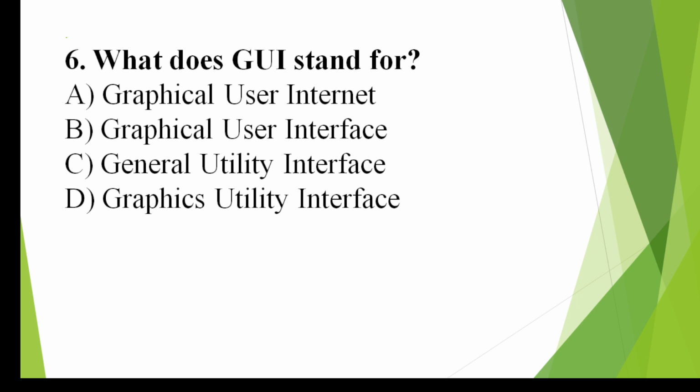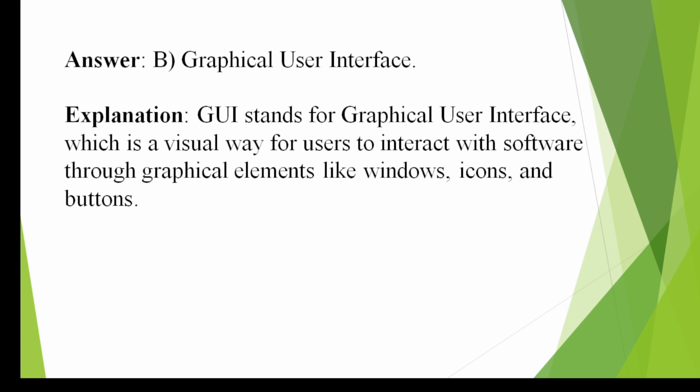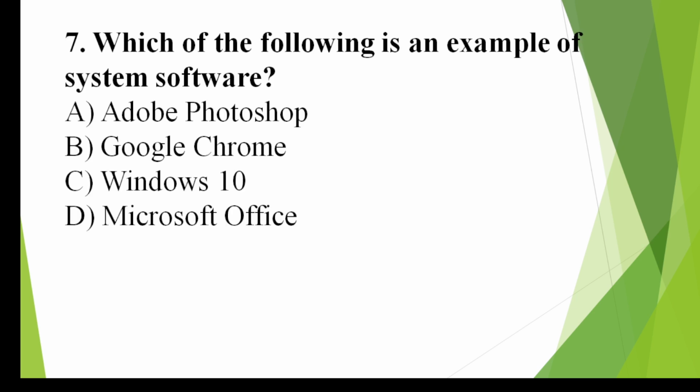What does GUI stand for? A, Graphical User Internet. B, Graphical User Interface. C, General Utility Interface. D, Graphics Utility Interface. The correct answer is B, Graphical User Interface. GUI stands for Graphical User Interface, which is a visual way for users to connect with software, using graphic elements like windows, icons, or buttons. Let's move to question number 7.